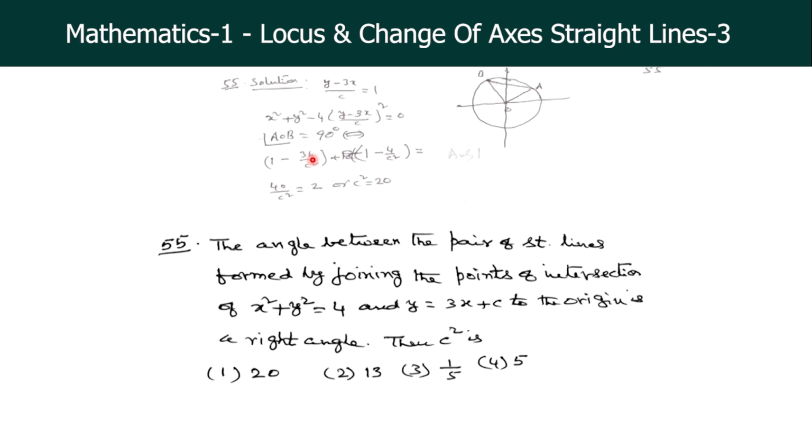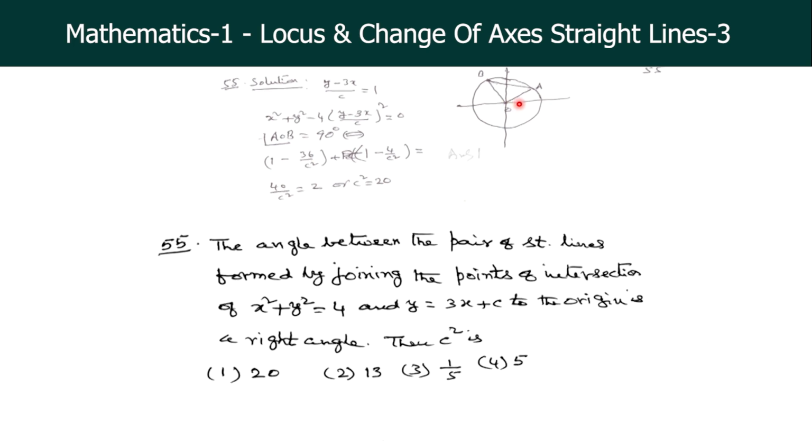The problem: the angle between the pair of straight lines formed by joining the points of intersection of x square plus y square equal to 4 and y is equal to 3x plus c to the origin is a right angle, then c square is 20, 13, 3 1 by 5, or 4 1 by 5. Right.